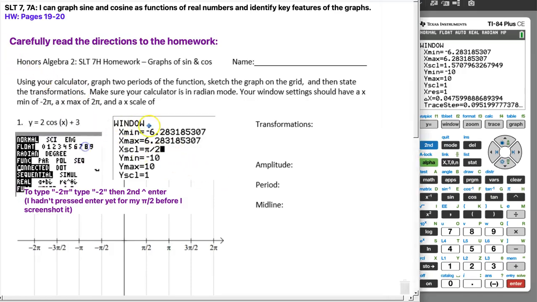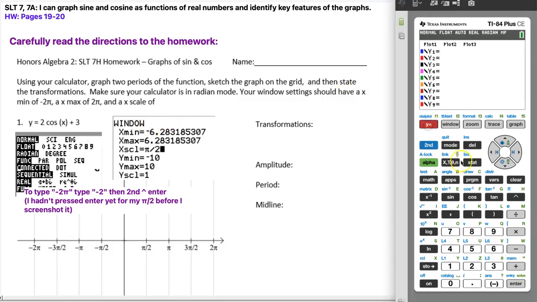So, let's see, our first equation here, let's go to Y equals, and let's type in 2 cosine X, and then I'm going to close my parentheses plus 3. And then I'm going to hit graph. And I can see there's my graph. Looks pretty good. And I can see that I have a maximum at 1, 2, 3, 4, 5.